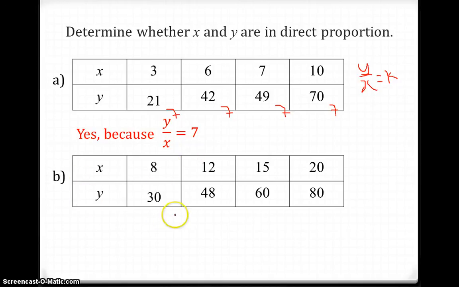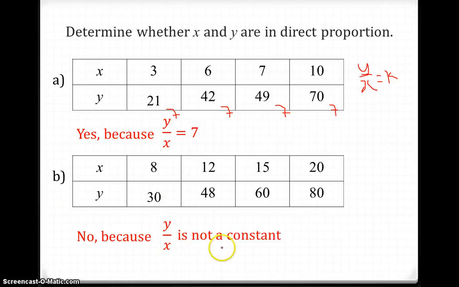Try B now. Okay, you can pause the video and try question B to see whether it is in direct proportion, and we will continue later. Okay, in this case, B is not a direct proportion because y over x is not a constant. Okay, let me clear away the ink.